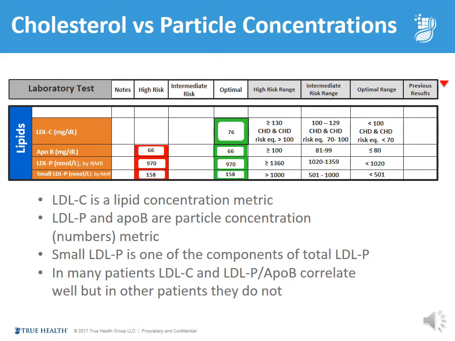Thus, it is essential to have an understanding of the differences and perhaps similarities between cholesterol measurements and actual lipoprotein particle counts. LDL cholesterol is a lipid concentration metric. ApoB and LDL particle count, or small LDL particle counts, are lipoprotein metrics. Now, in many patients, there's a high correlation between cholesterol content of a particle and particle number. But in many patients, there is not. And as you will see, risk always traffics better with the particle count rather than the cholesterol content.